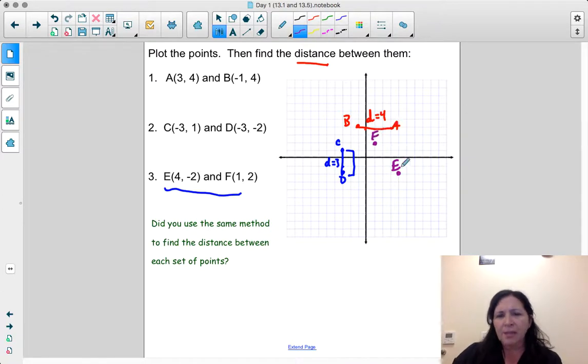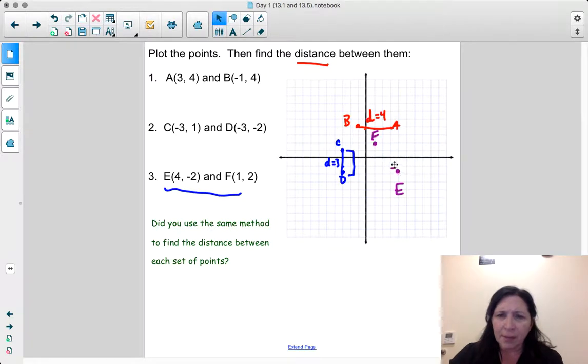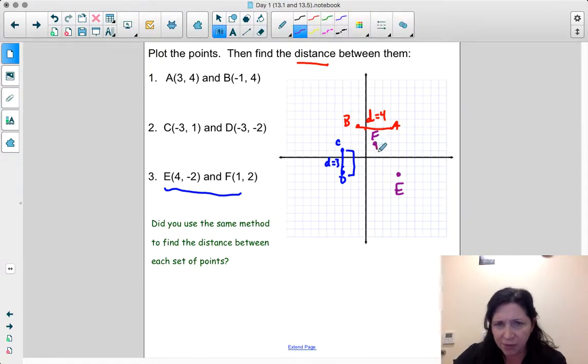What ends up happening is we end up with the distance between the 2 points, like right here. Our job is to find the distance there. But the problem is this is not a vertical line and it's not a horizontal line. So one way to find that is to use what we call the distance formula. This is the points (4, -2) and (1, 2).